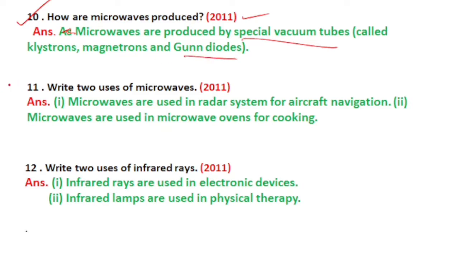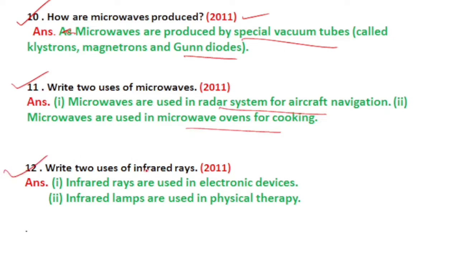Next, uses of different electromagnetic radiation. First one is, write 2 uses of microwaves. Okay, so microwaves have higher wavelength. So these are used in radar systems for aircraft navigation, and also these are used in microwave ovens for cooking.